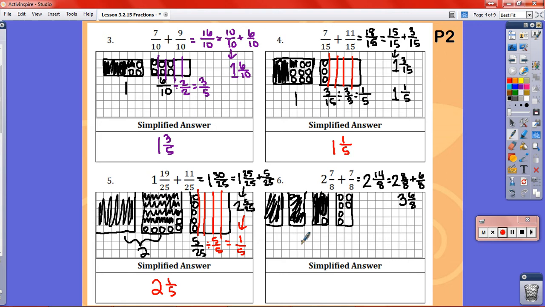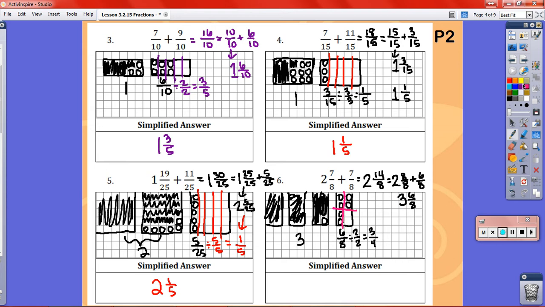So that's 3 filled in completely, and then this one has 6 out of 8, which can be divided by 2 because they're both even. And you get 3 out of 4. And I can show that with lines like this. 1, 2, 3 are filled in out of 4.